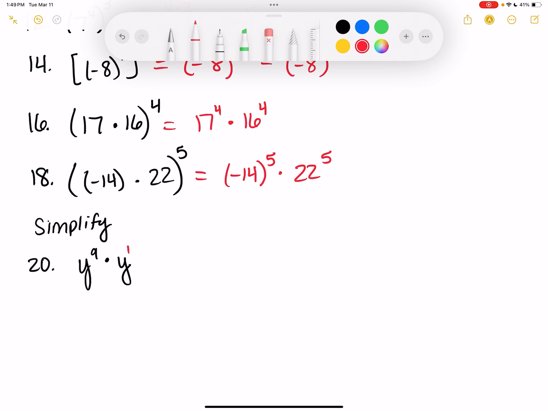I've got a 1 here. So what would this be? y to the 9 plus 1, which is y to the 10.